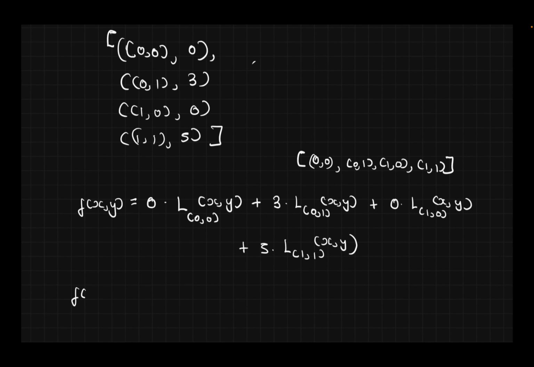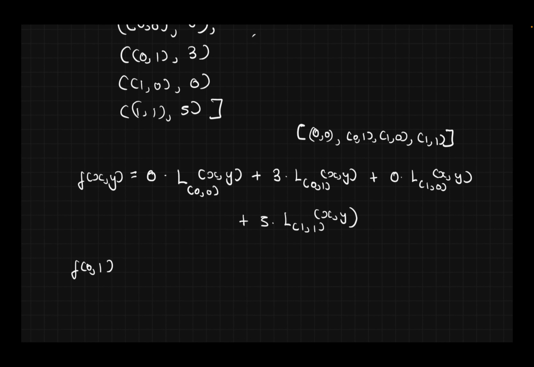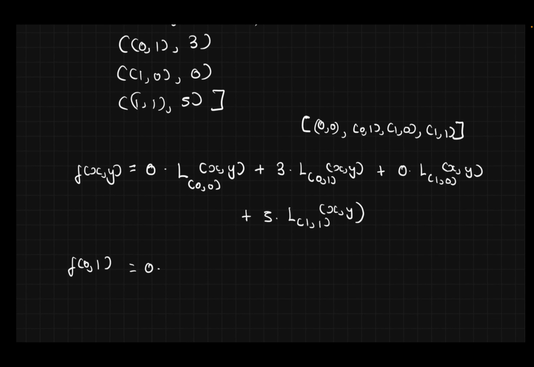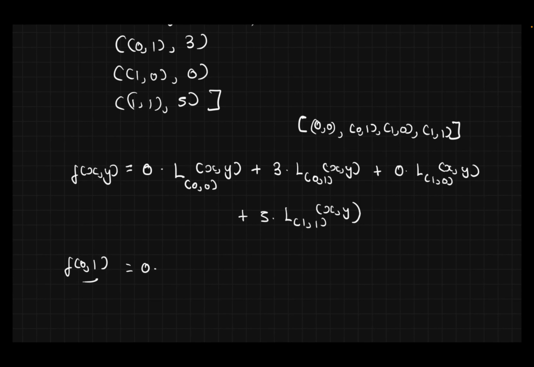So that's why I do f of 0, 1 now. This is going to be 0 times, now this first one is looking for 0, 0, but you're giving it 0, 1, so it turns to 0. Then 3 times, it's looking for 0, 1, and you give it 0, 1, you get 1. Then plus 0 times, looking for 1, 0, you give it 0, 1. 5 times, you're looking for 1, 1, you give it 0, 1. So at the end of the day, you have 0 plus 3 plus 0 plus 0, which is equal to 3. Does that make sense?